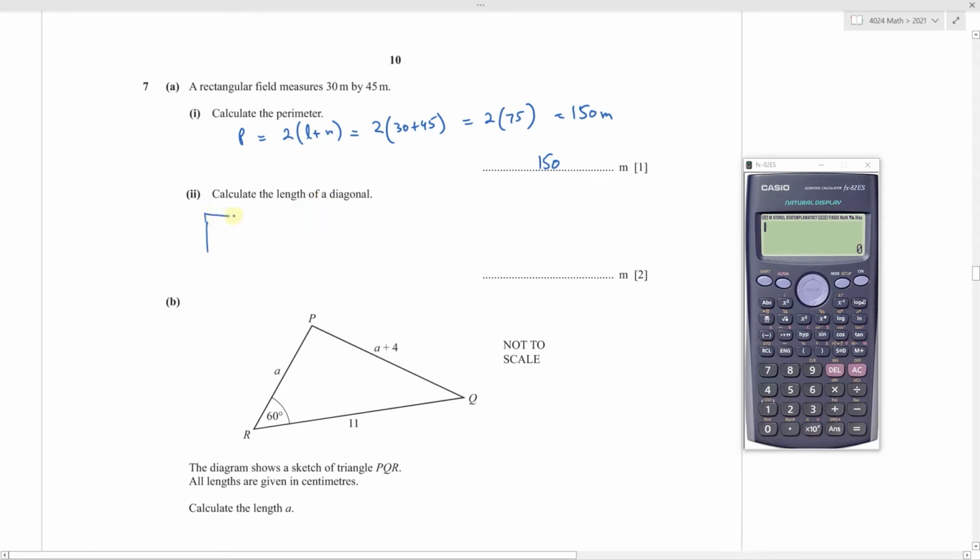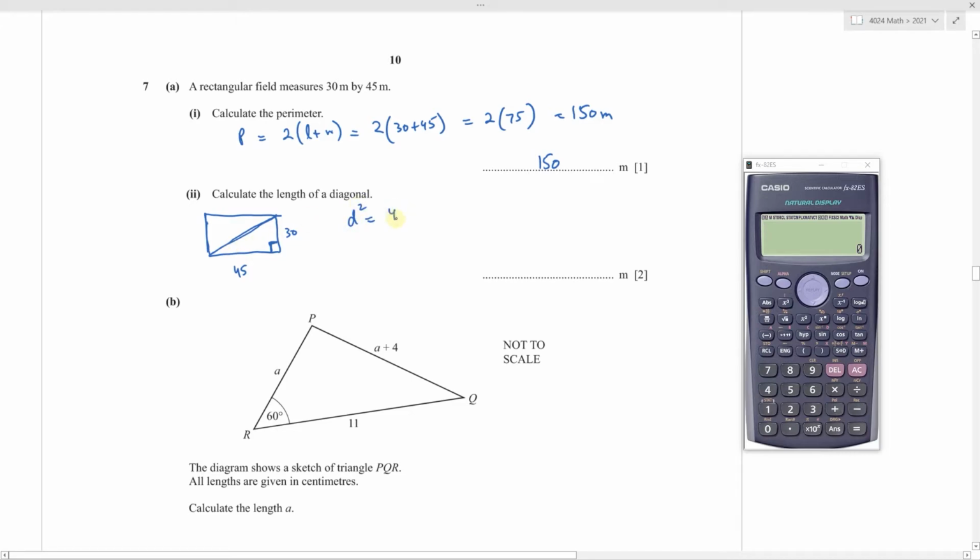Calculate the length of a diagonal. So if you have this rectangle here, one side is 45, the other side is 30, and you have to calculate the length of the diagonal. This is a right angled triangle with the diagonal, because this is a rectangle, so this angle is 90 degrees, so this is the hypotenuse. So length of diagonal, let's call it D.